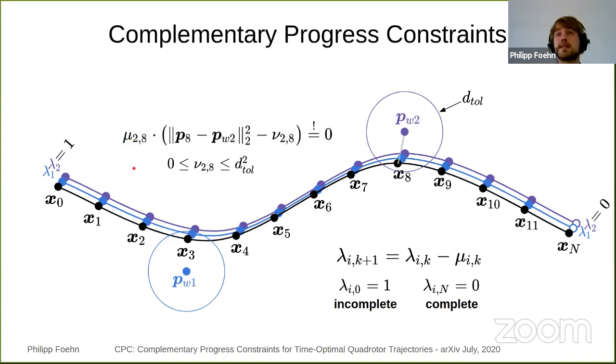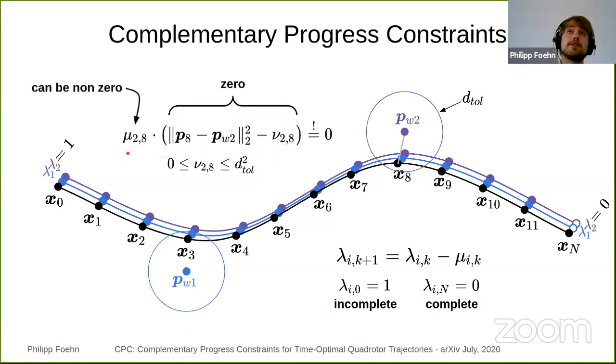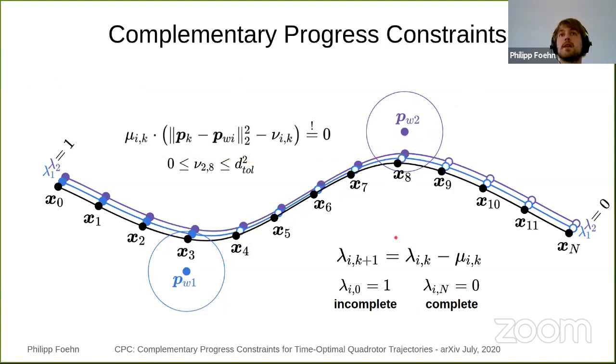However, if we look at the state close to our waypoint that is within tolerance, actually the expression here in the bracket can become zero, and therefore our evolution of progress can be non-zero. This means that this waypoint at this state can be marked completed. If we look at the trajectory, it looks a bit like this.